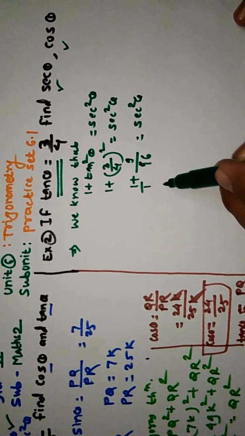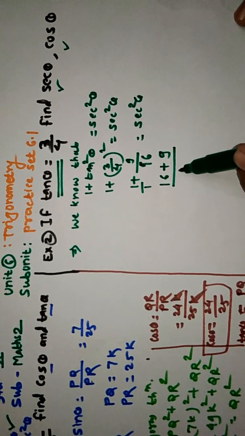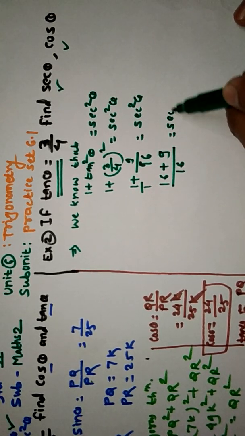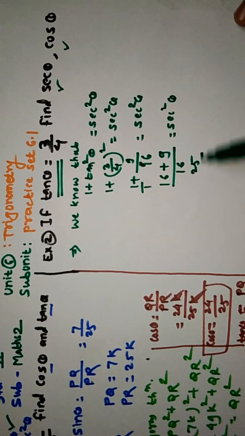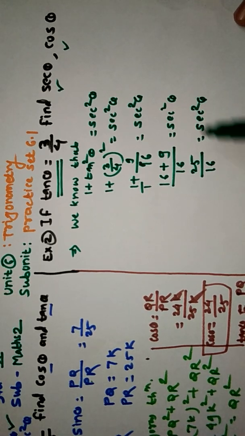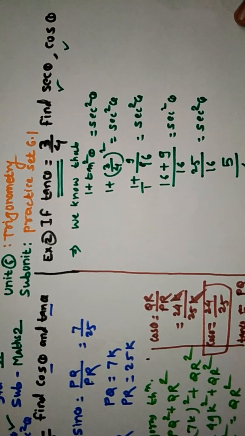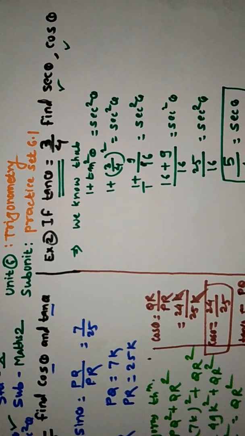Taking cross multiplication, 16 ones are 16, 9 ones are 9, upon 16 ones are 16, is equal to sec square theta. Addition of these gives 25 upon 16 is equal to sec square theta. Now taking the square root on both sides, the square root of 25 is 5, the square root of 16 is 4, and the square root of sec square theta is sec theta. This is the value of sec theta, 5/4.